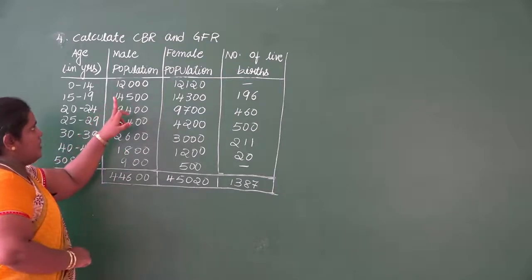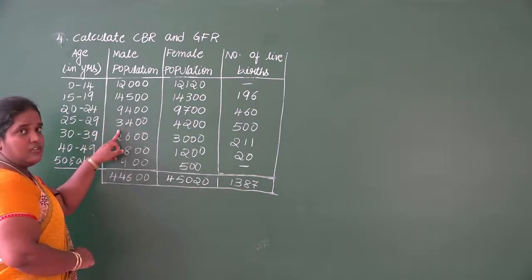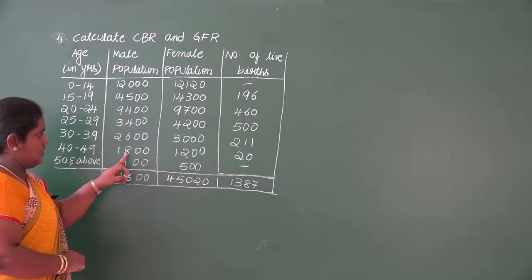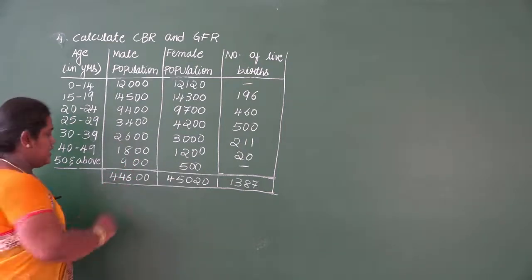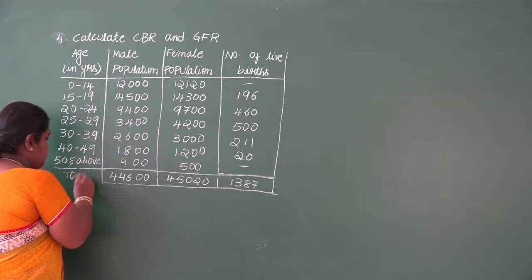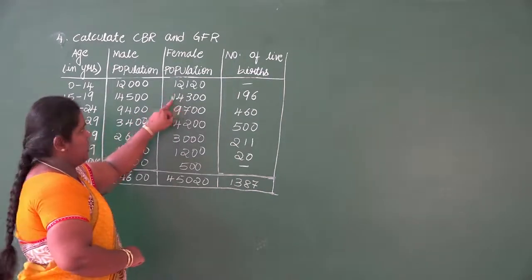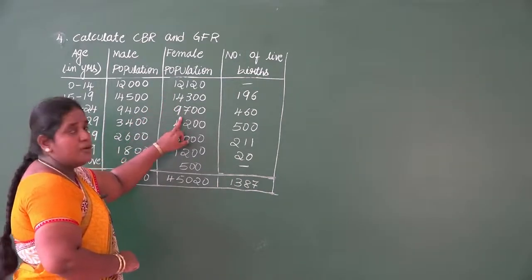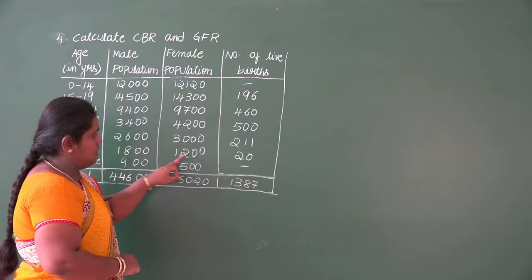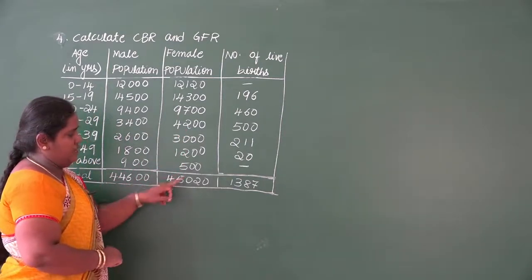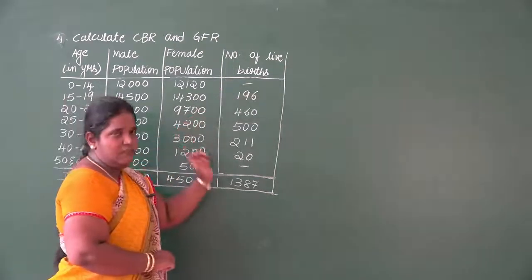So you have to add 12,000 plus 14,500 plus 9,400 plus 3,400 plus 2,600 plus 1,800 plus 900, we will get it as 44,600. Similarly, do the complete total of the female population. It is 12,120 plus 14,300 plus 9,700 plus 4,200 plus 3,000 plus 1,200 plus 500. So we'll get it as 45,020.